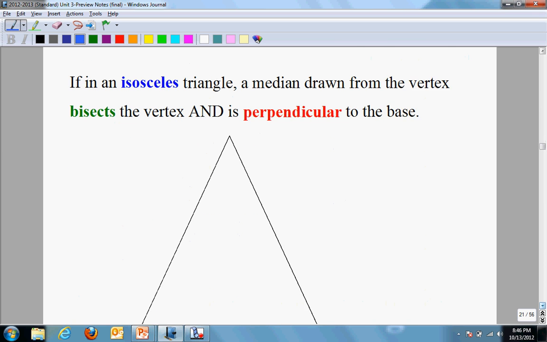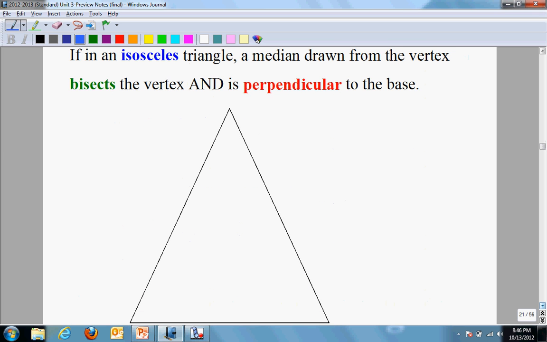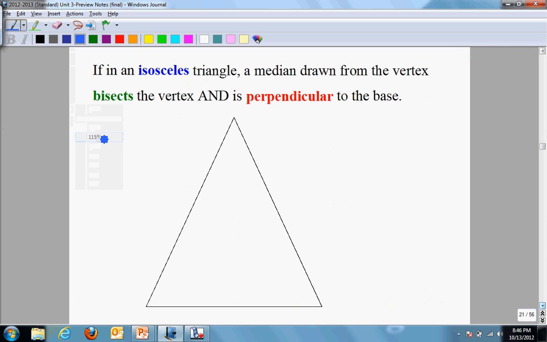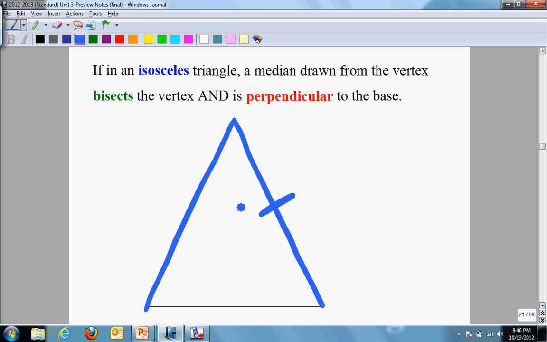Last concept. If you have an isosceles triangle, let's start by making this isosceles. So if I have two equal sides, so trace, trace, hatch mark.